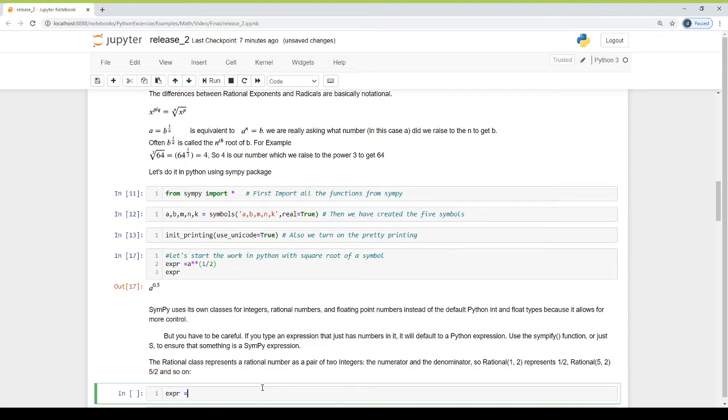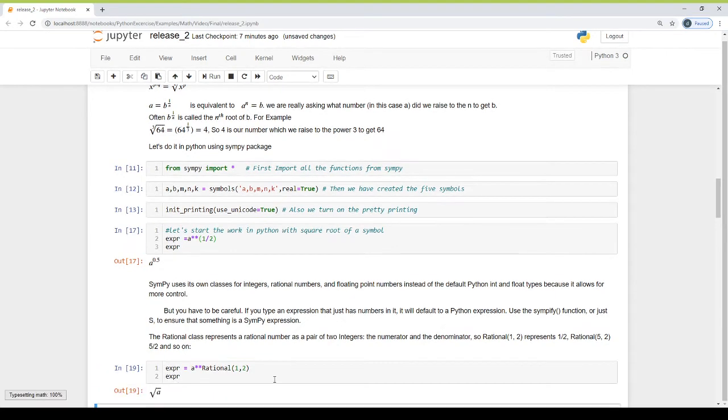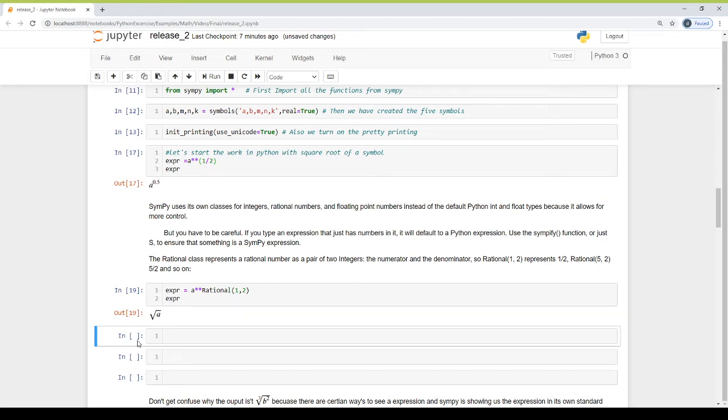So we rewrite the above expression here by using the Rational class. a raised to the power Rational(1, 2). Shift enter. Print the expression. That is the square root of a. What happened before? 1/2 was first converted to 0.5 and then it was raised to the power a. Python came into play by default and converted 1/2 to 0.5. Here we are using the SymPy Rational class, which allows more control to evaluate an expression in symbolic form.